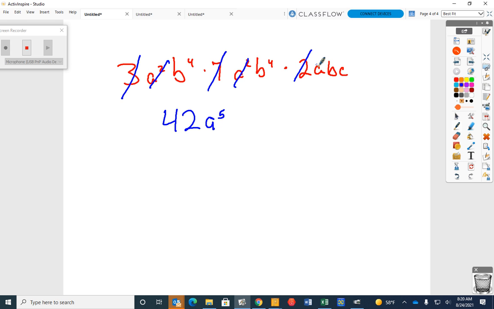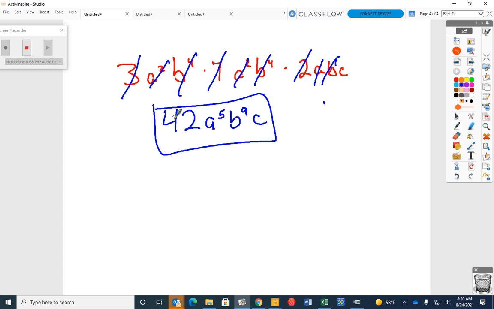Done, done, done. B to the fourth times what? B to the fourth is what? B to the eighth times B to the what? Would give me what? B to the ninth. I have nothing to multiply C times, so what do I do? Just bring it down. Is this simplified? Okay? Look how crazy that looks. It looks super intense. But it is really easy, isn't it? Does that make sense? Yeah?